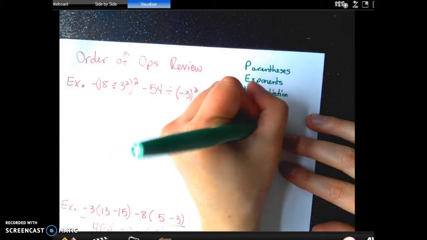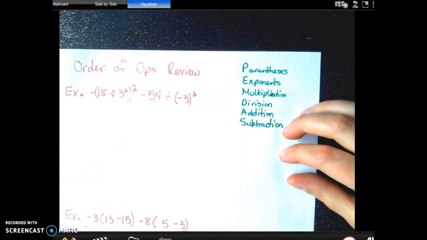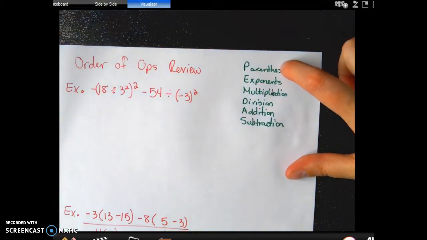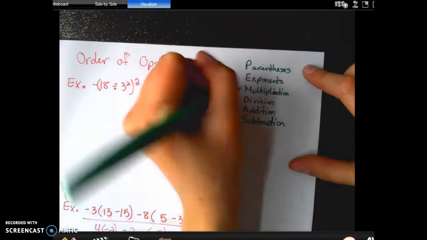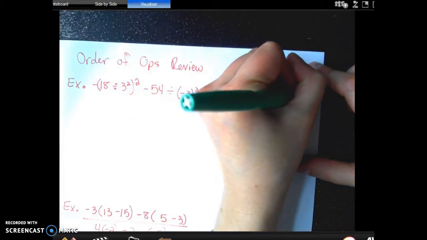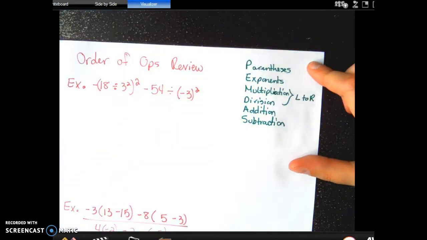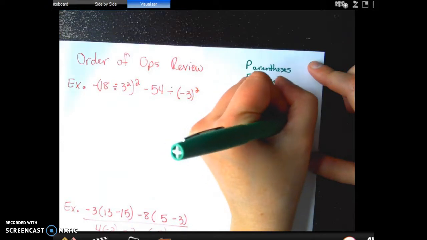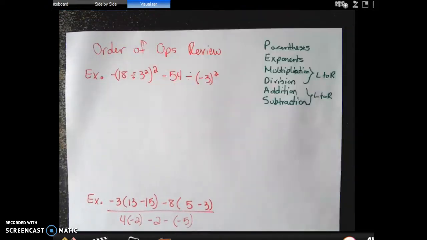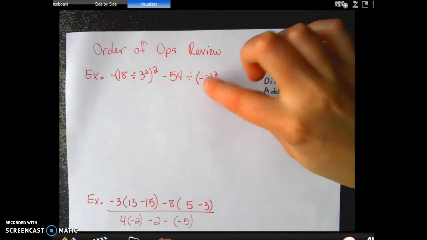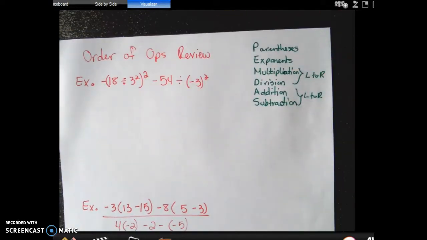And what this tells us to do is that when we are solving a problem like this, we do the parentheses first, then the exponents, then multiplication and division need to go left to right, whichever one comes first, and addition and subtraction need to go left to right, whichever one comes first. Okay? So looking at this problem here, we have a lot of things going on. We have several parentheses, we have some exponents, right? We have some multiplication, division, addition, subtraction.